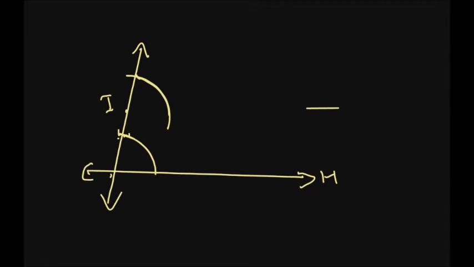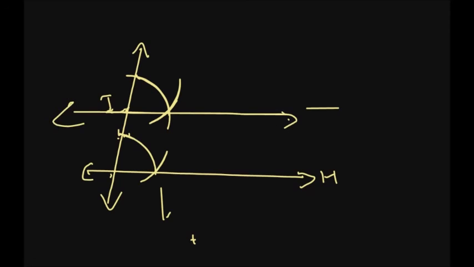Once you've got that measurement, you're going to draw in another arc intersecting. Then you're going to go up to your second arc with the same measurement and draw in a second arc. And then you connect point I to the intersection of your two arcs, and you now have parallel lines.